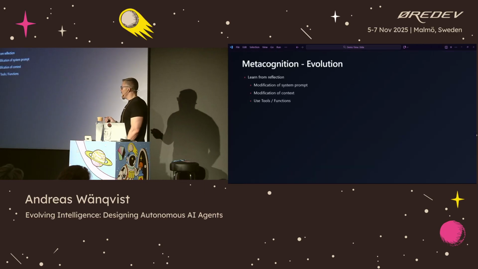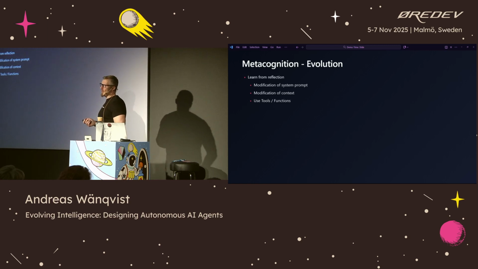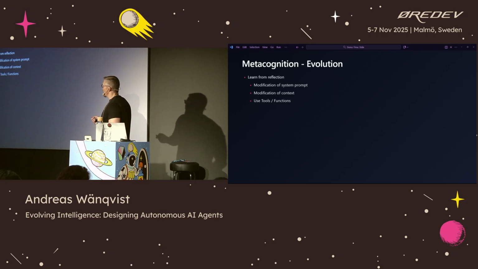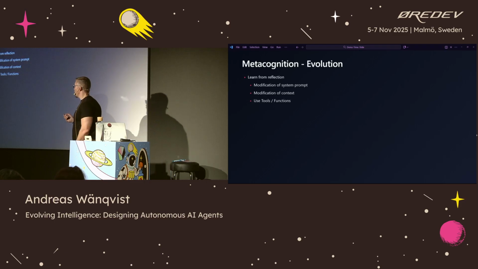So evolution, learning from reflection. The good question is, what's the best way to bring that on to the next generation of agents, or the next run, next iteration? Basically, it's modifying the system prompt instructions. You saw the instructions before. That's the system prompt. You can send in loads more, of course. So you can choose to modify that if you like.